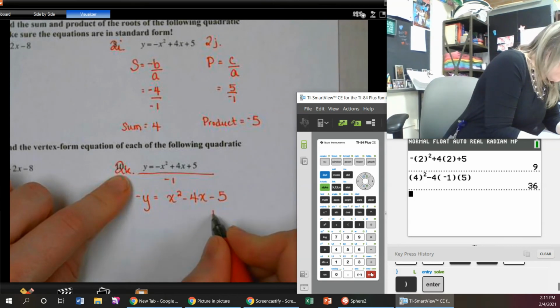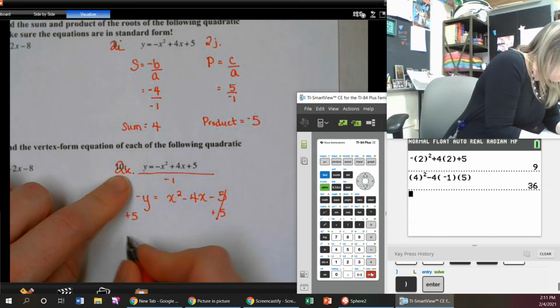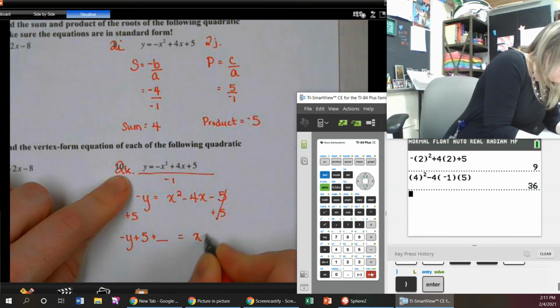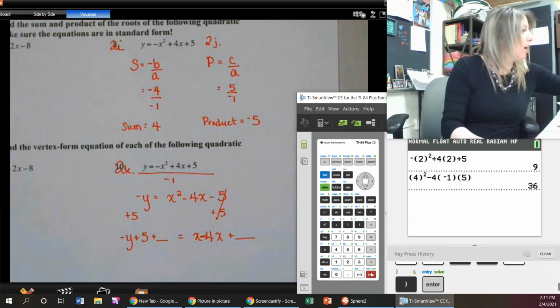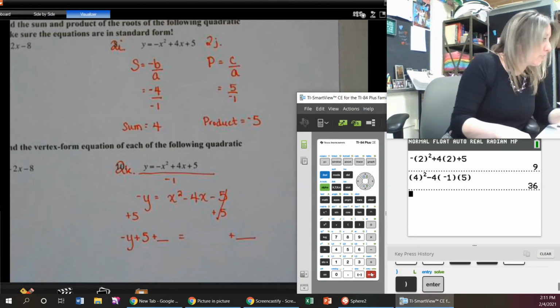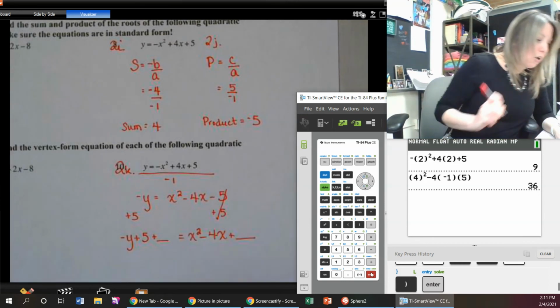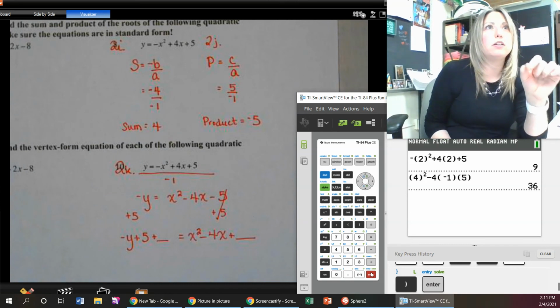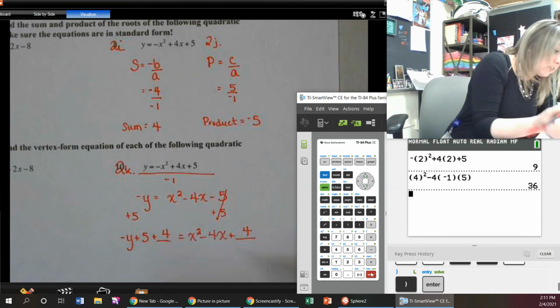Then I want to get this 5 away. So I've got to add it over here. Just have the 5 hang out for now with the negative y, x squared minus 4x, excuse me, plus blank. Okay, and now fill in the blank. I hate the way that looks, so we're just going to change it, especially since I forgot the squared on the x anyway. There we go. -4 divided by 2 is -2, and -2 squared is +4. So put 4 on the blanks.